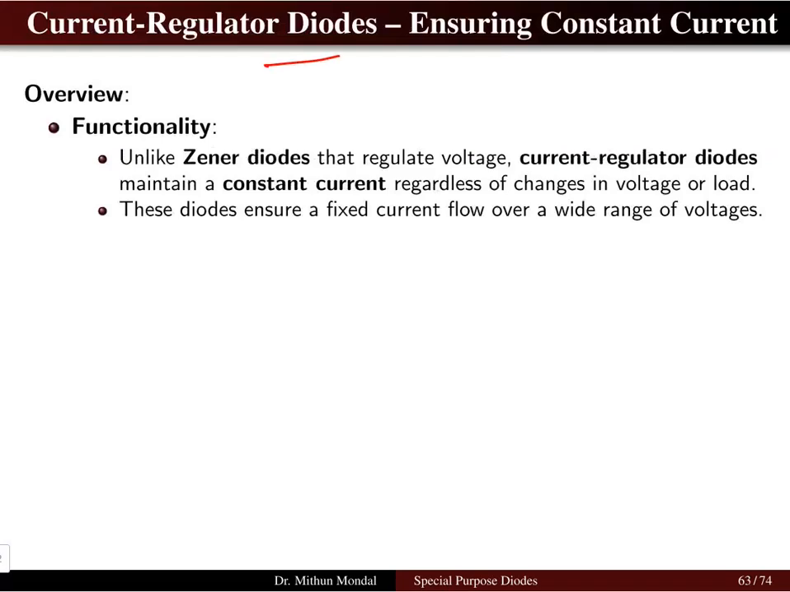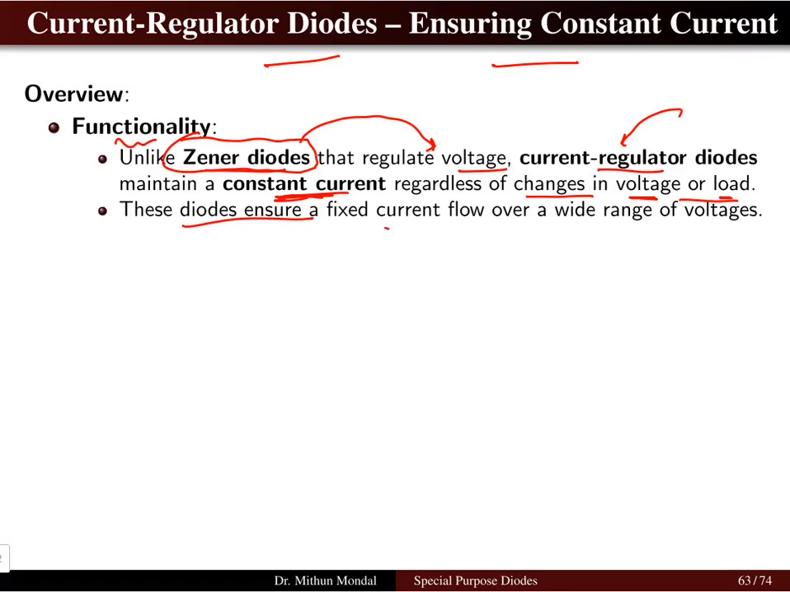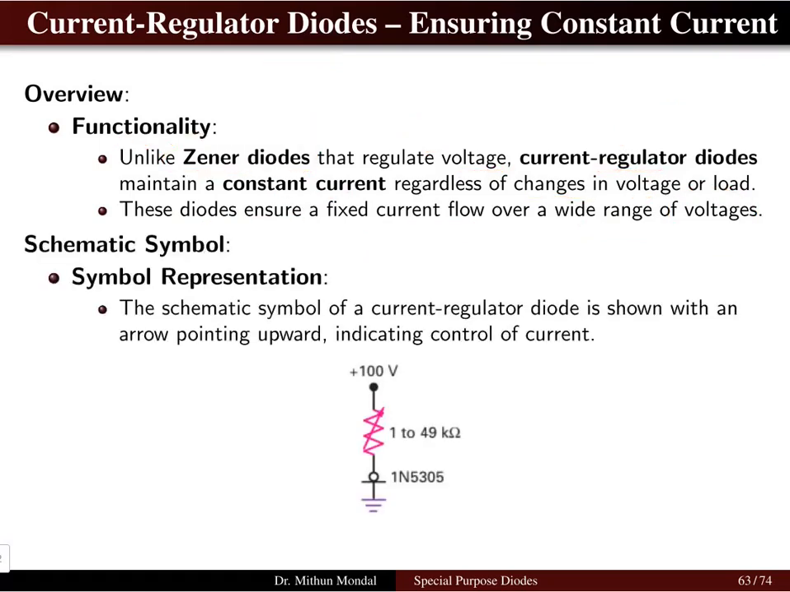The current regulator diodes, the second category, ensure a constant current. Its functionality is like the Zener diodes that regulate the voltage, but it can regulate the current at a constant value regardless of the changes in the voltage or load. So Zener diodes, which we have discussed earlier, regulate the voltage, whereas the current regulator diode will maintain a constant current even though there is a change in the voltage due to the load. The diodes ensure a fixed current flow over a wide range of voltage. Whatever may be the voltage change, the current will remain the same in the case of the current regulator diode.